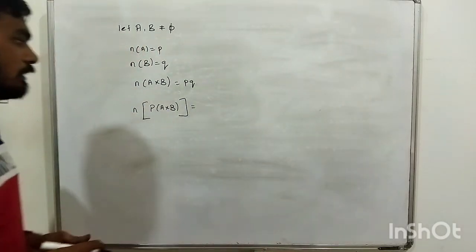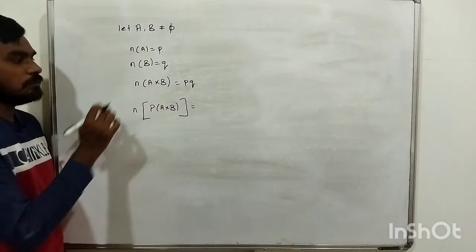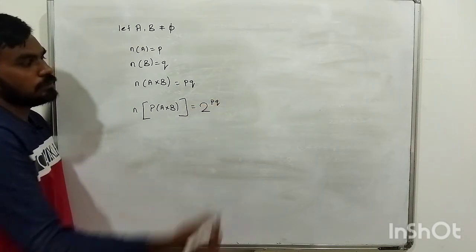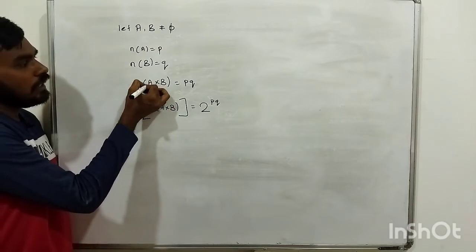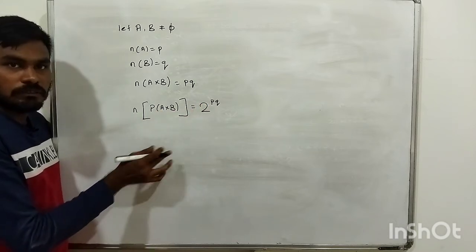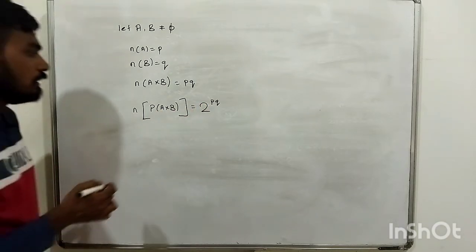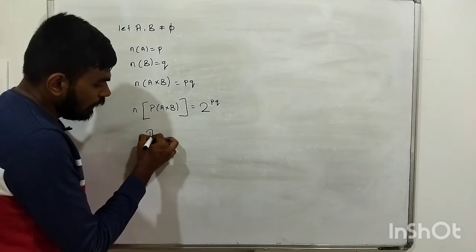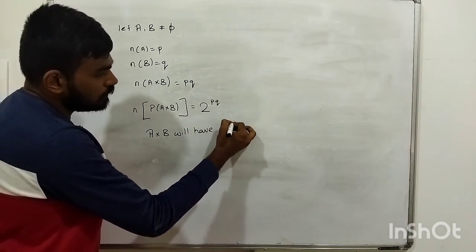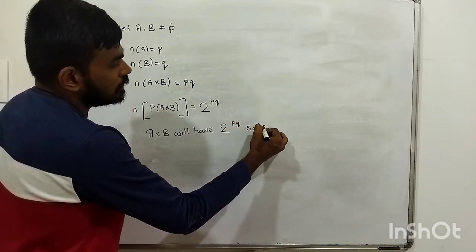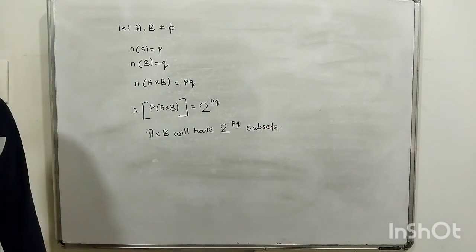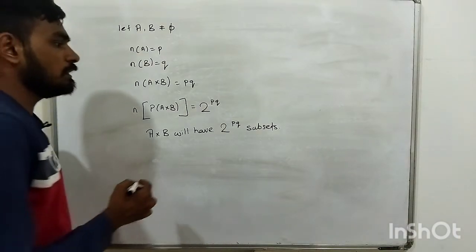Similarly, here the power set will be the set of all possible subsets of A cross B. So this will be 2 raised to PQ. Understood? If A cross B has PQ elements, then the power set of A cross B will have 2 raised to PQ elements. This we have discussed in the first lesson. You can go through it. This means A cross B will have 2 raised to PQ subsets, this many distinct possible subsets.